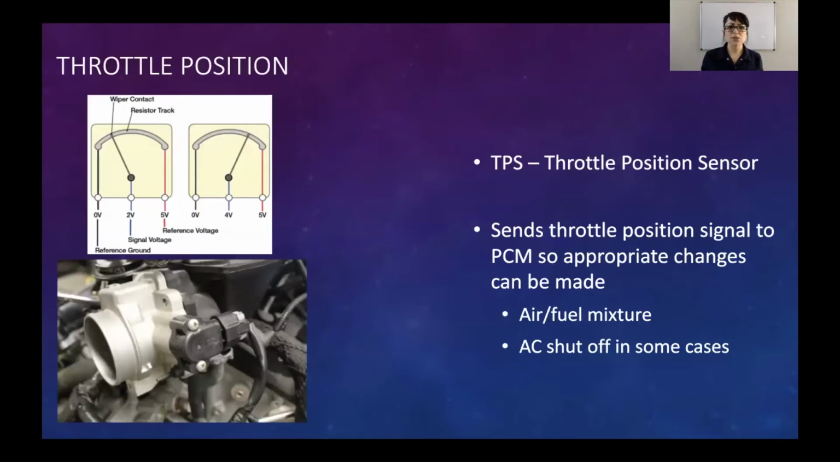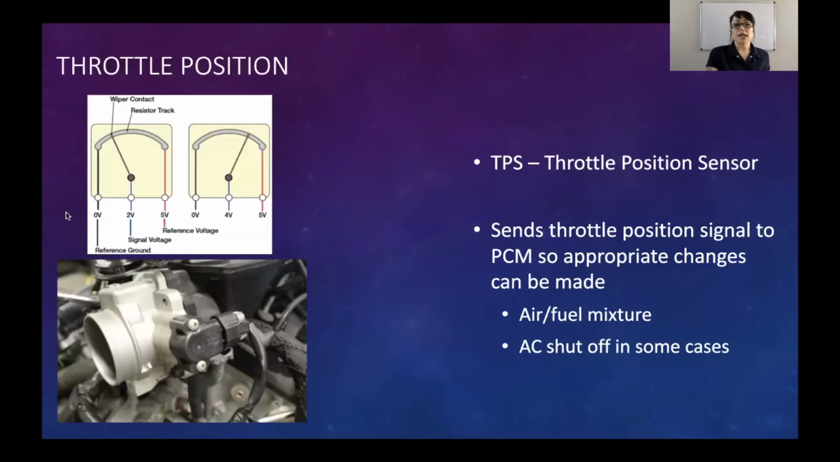The throttle position sensor is exactly what it sounds like. It is a sensor that is there to monitor throttle position. So most of the time, there's going to be some sort of potentiometer where we've got a reference voltage, aka sort of like a source voltage on TP sensors. A lot of times it's a 5-volt reference.